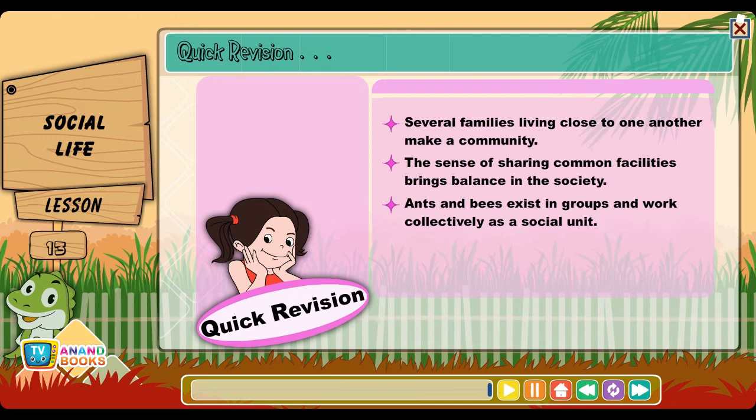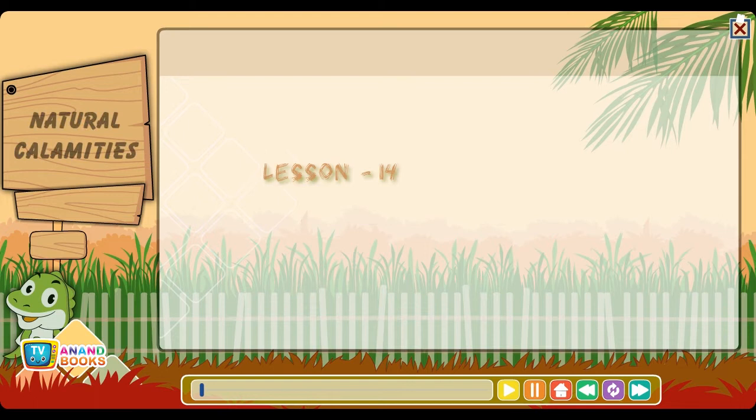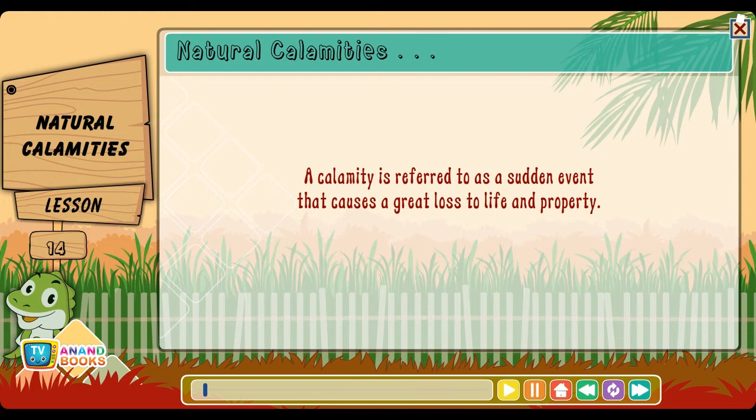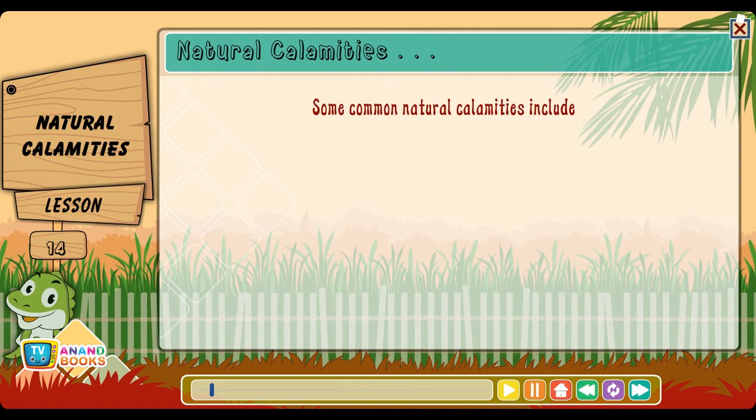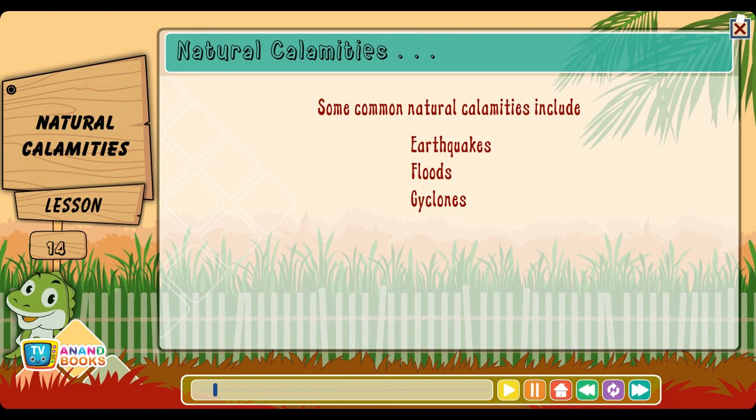Lesson 14. Natural Calamities. A calamity is referred to as a sudden event that causes a great loss to life and property. A natural calamity is one that occurs due to sudden changes in the nature. Some common natural calamities include earthquakes, floods, cyclones, landslides, droughts, volcanoes, epidemics, etc.